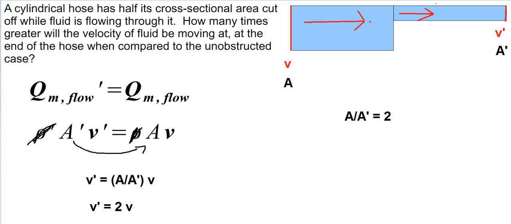All right, so we can say this is true because we're told that half of its cross-sectional area is cut off. So we only have half of what we start with.